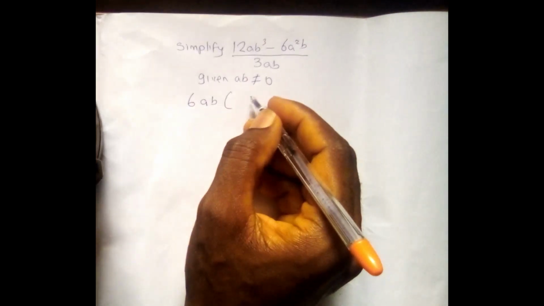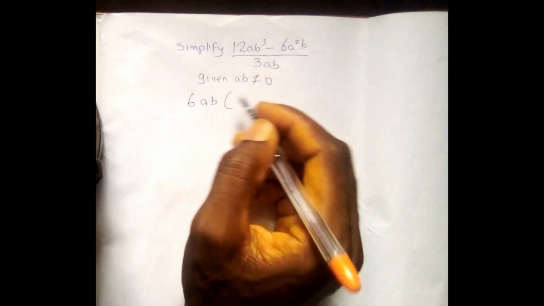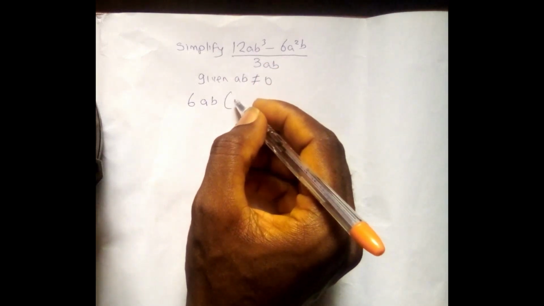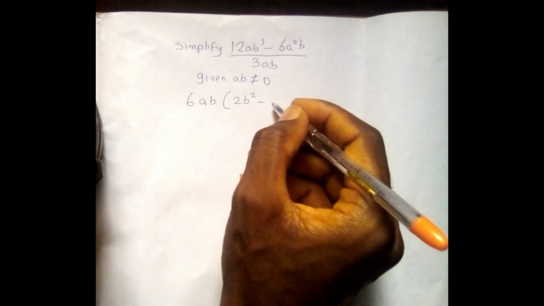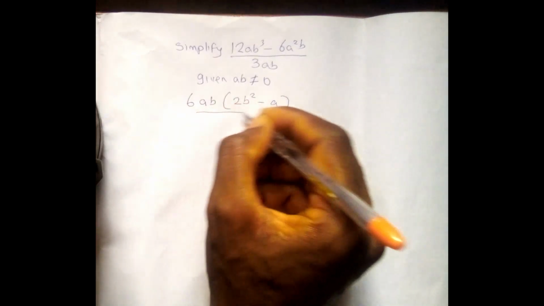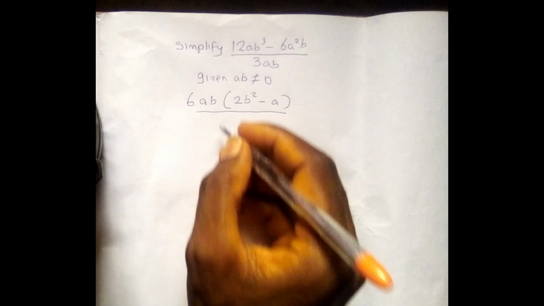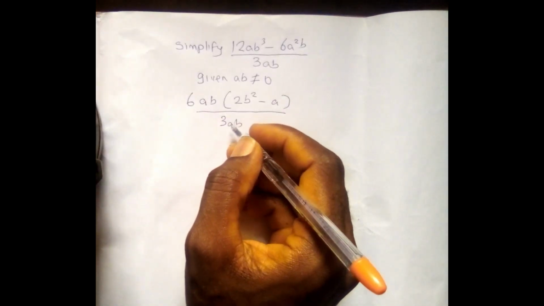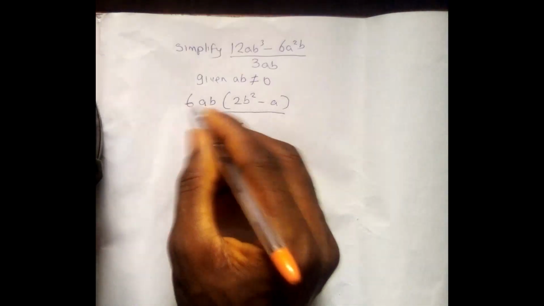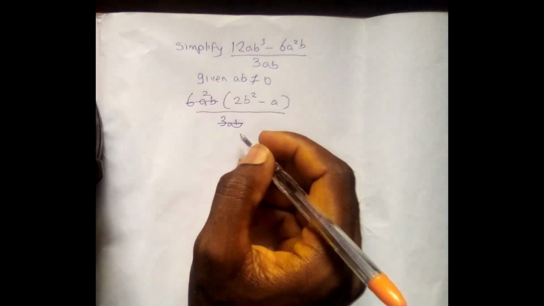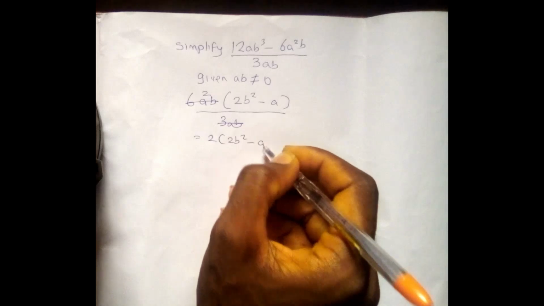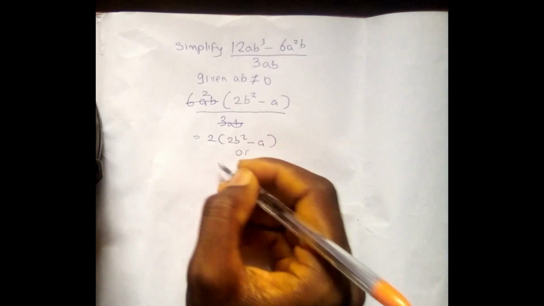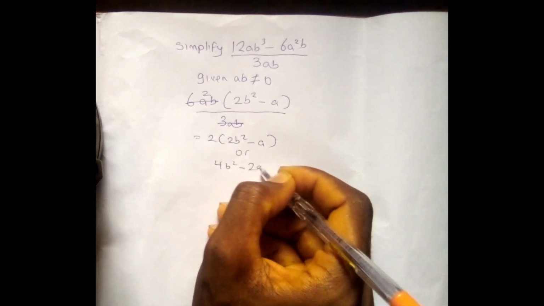Now let's divide 12ab cubed by 6ab. If they divide, what you will get is 2b squared. Then minus, when 6a squared b is divided by 6ab, what do you get? You get a. Then over 3ab, then we cancel the 3ab and you get 2. Then write out our answer as 2b squared minus a, or you open the bracket and say 4b squared minus 2a.